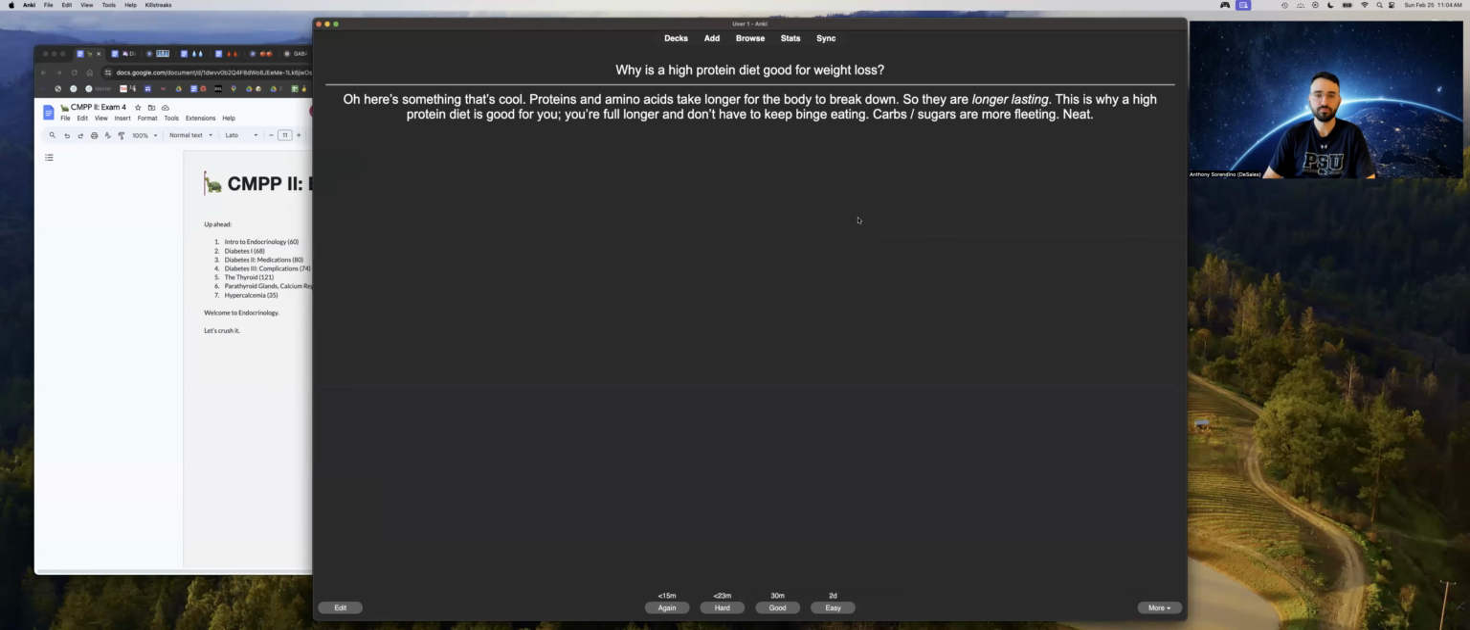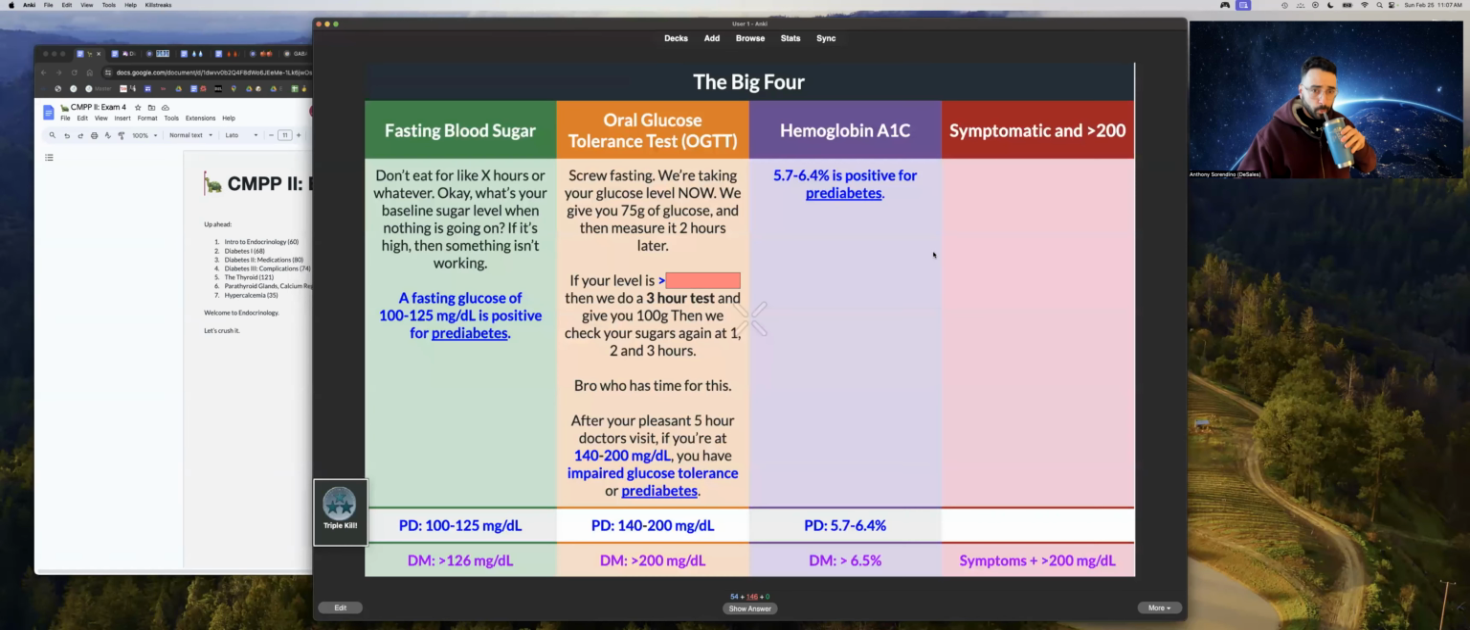Last longer. All right, let me finish this bite. This is gross. Okay, why is a high protein diet good for weight loss? Yeah, it lasts longer, so we don't have to eat as soon after.